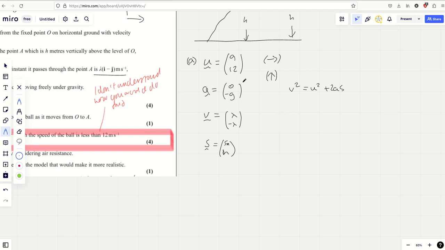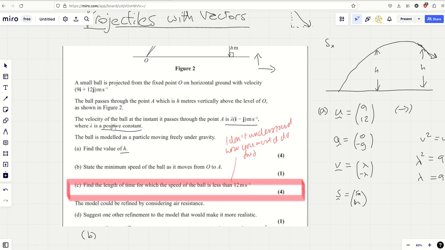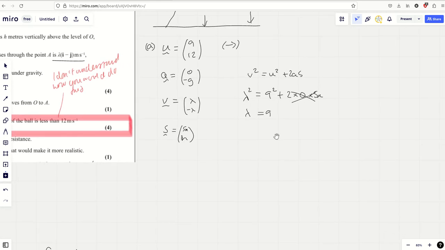So I'm going to look at the x component first and do v squared is u squared plus 2as. So I get lambda squared, v squared is u squared, well, that's 9 squared, plus 2 times 0 times sx. Okay, so I've used all the x components, so I'm doing this, in your notation, lefty righties. That's 0, so that just disappears, and I get lambda is 9. Now, that's lovely. Firstly, I know it's a positive constant, and that's why I don't have to worry about minus 9. I'm now going to do exactly the same with the y components.